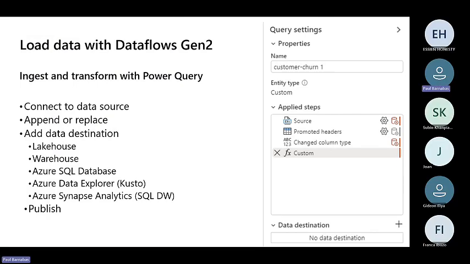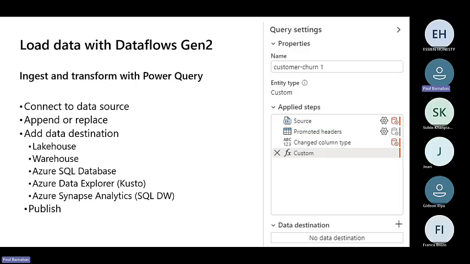Okay, so let's look at how we can load data with Dataflow Gen2, so we can ingest and transform. This is what we'll be carrying out practically. And then you can see you connect your data source, you append or replace, you can add a destination. And in this case, there are different options. That's one of the beauties of Fabric. There are different options available for your data destination.